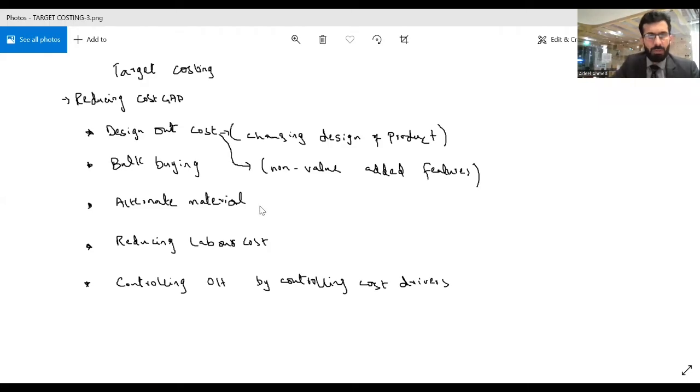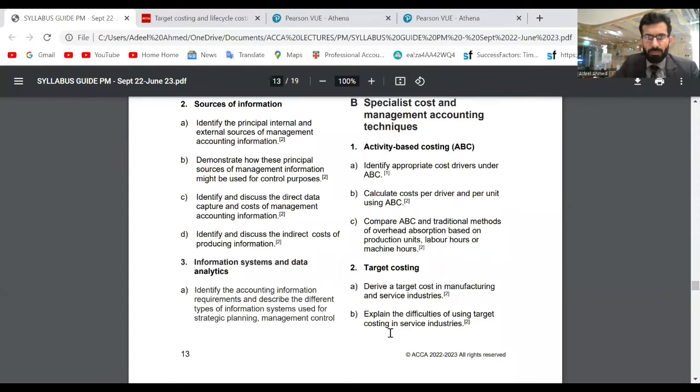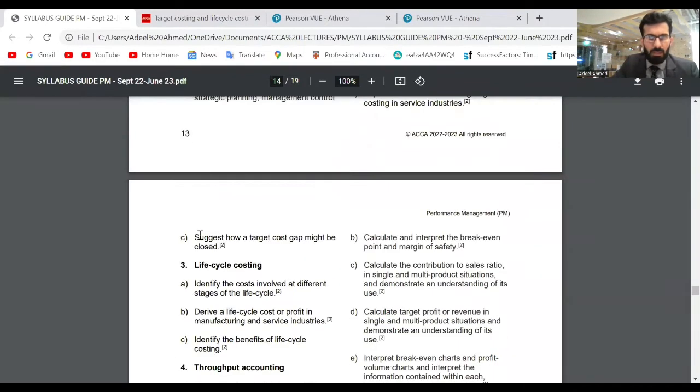So what are the different ways in which we can actually achieve this cost gap? This could be one of the requirements in our exam. As I said, if you look at one of the syllabus areas we have here, is suggest how target cost gap might be closed out.